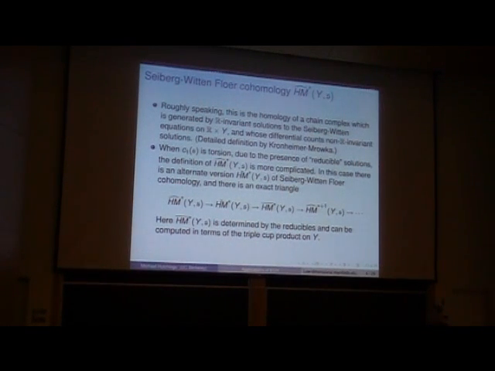Anyway, these two versions are related by an exact triangle, and the third term in the exact triangle is something simpler. This is determined entirely by the reducibles, and it can be computed in terms of classical algebraic topology, namely the triple cup product on Y. So the hat and the check are deep, non-classical invariants of 3-manifolds, and the bar one is more classical. The detailed definition of this occupies the 800-page book by Kronheimer and Mrowka.